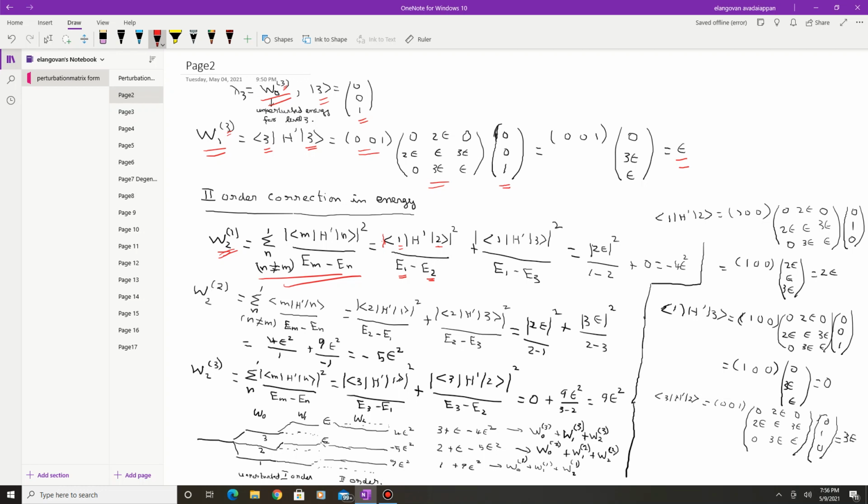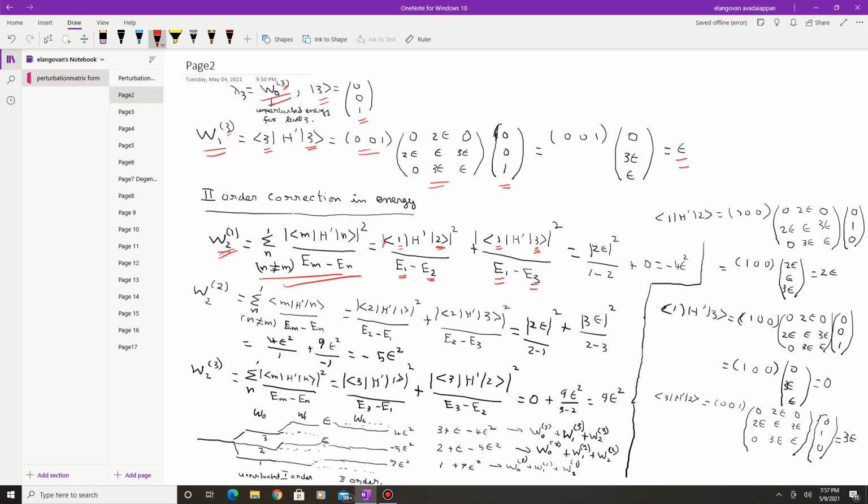Again, because you have to make a summation over n, the next possible value is n equal to 3. m equal to 1 is a constant term. So bra 1 H prime ket 3, previously we have chosen 2. This is mod square divided by, again, E1 as the unperturbed value, and the state n must be E3.